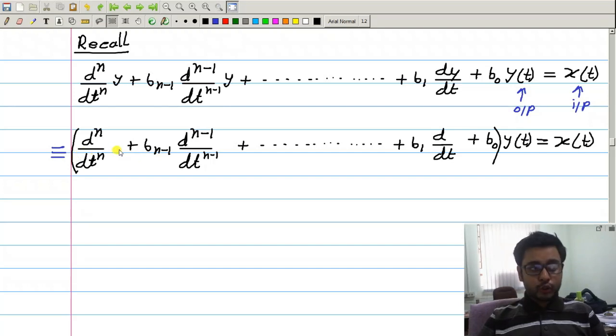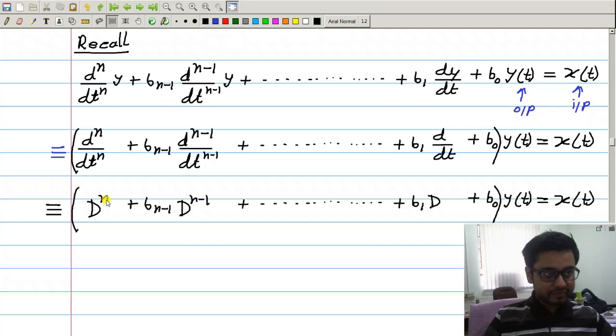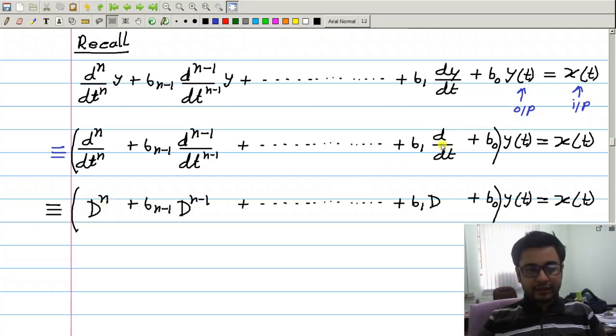I can also write this equation in this way, where instead of using this symbol d/dt for differentiation, I have used the alphabet capital D. And similarly, for the nth order derivative, I have used D to the power n. This is the same equation as this one.